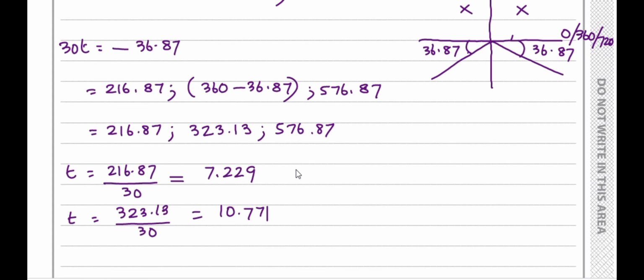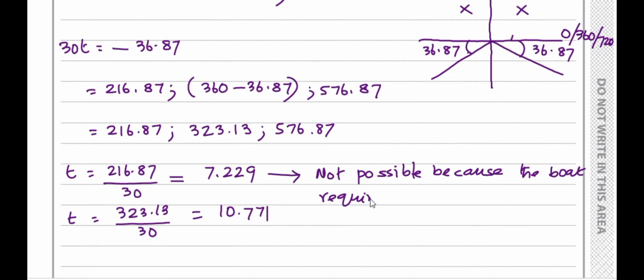then there is a catch. The question was saying the boat requires minimum 2 hours to load. So this is not possible. So we need to write not possible because the boat has entered at 6:30 a.m., right? The boat requires 2 hours after 6:30 a.m.